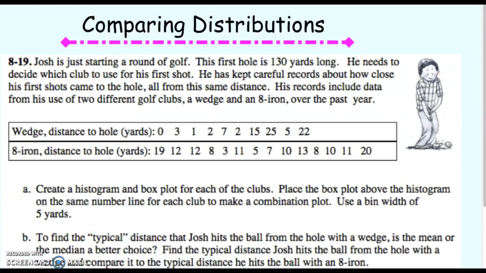The first problem we'll do together is 8.19, so you can write that in your notebook. Josh is just starting a round of golf. This first hole is 130 yards long. He needs to decide which club to use for his first shot. He has kept careful records about how close his first shots came to the hole, all from the same distance. His records include data from his use of two different golf clubs, a wedge and an 8-iron, over the past year. So we have the wedge and how close he got to the hole in yards, and then 8-iron, how close he was to the hole in yards.